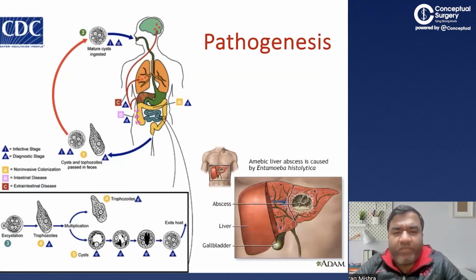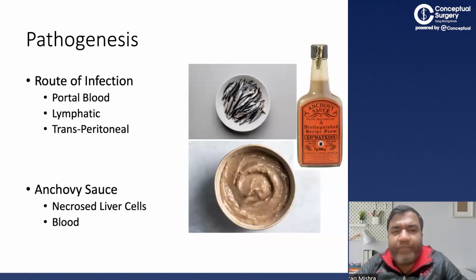So this is the overall life cycle of the Entamoeba. I'm not going much into it because I'm sure about this, but knowing the earlier stages is important. What happens? Through the portal vein, generally this Entamoeba enters the liver and starts inciting a tissue response from the body. It can also travel through lymphatics or transperitoneally, but the most common route is portal.